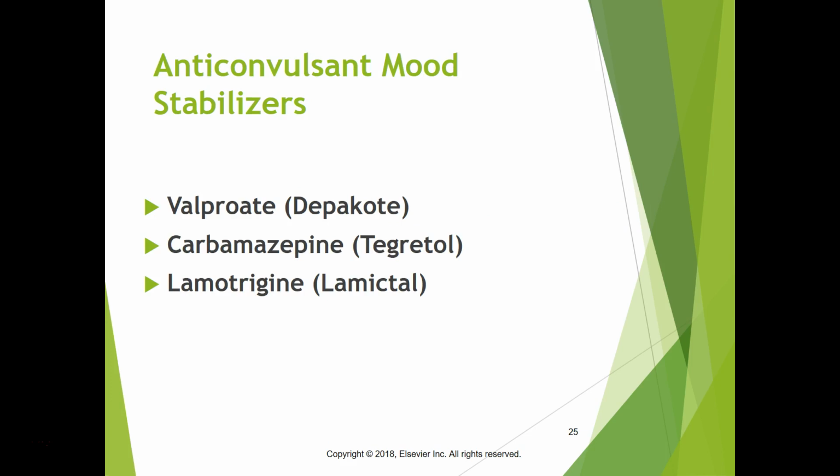Anticonvulsant mood stabilizers. These are also used with bipolar disorder. So things that we typically see are valproate or Depakote, carbamazepine or Tegretol, and lamotrigine or Lamictal. So those 3 we very, very commonly see in the clinical setting. And at least Depakote and Tegretol also have levels. I have really never seen a Lamictal serum level, but I have seen Depakote and Tegretol.